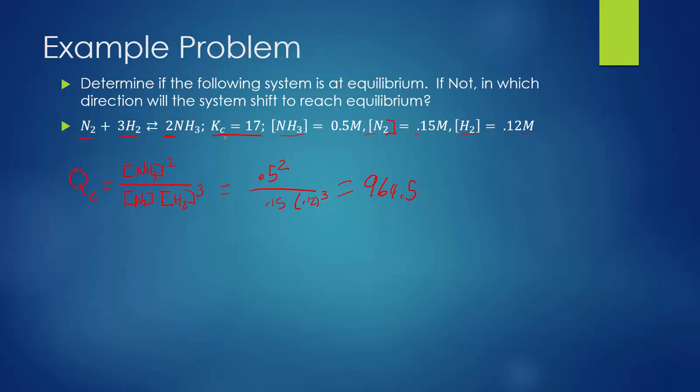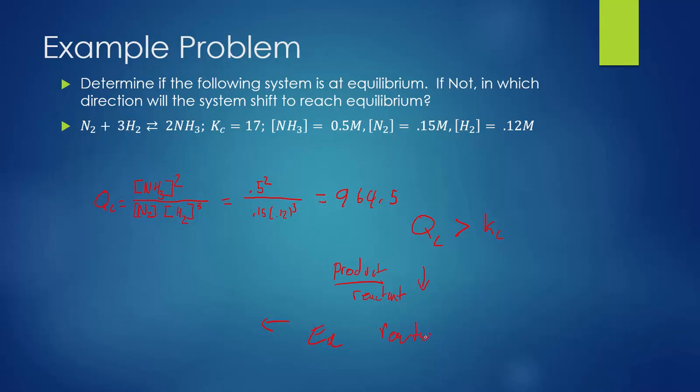So this Kc is, the equilibrium happens when this is 17, and we're at 964.5. That means Qc is way, way bigger than Kc, which means we have more product than we should, right? Our product to reactant is too big, so what we expect is we expect more reactant to be produced until this number gets smaller and smaller. The reaction actually needs to proceed to the left, so equilibrium is reached when the reaction proceeds left, or the reverse reaction takes place.